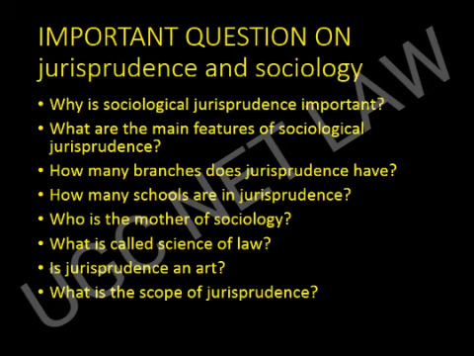How many branches does jurisprudence have? Of course there are three branches: jurisprudence, science, and philosophy of law. One is jurisprudence, second is science, and third is philosophy of law. Again, jurisprudence may be divided into three branches: analytical, sociological and theoretical.